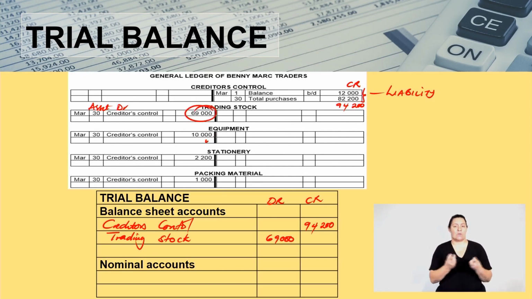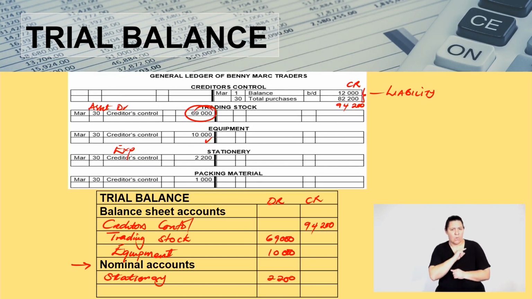The next one is equipment, an asset as well. Equipment, so it will come under my balance sheet account section. And equipment is 10,000. Stationery, remember what I said? Stationery is an expense. That means it will come now under my nominal account section. So I will now say stationery over here. Stationery. And how much is my stationery? 2,200. Why on the debit side? Because my expenses increase on the debit side.